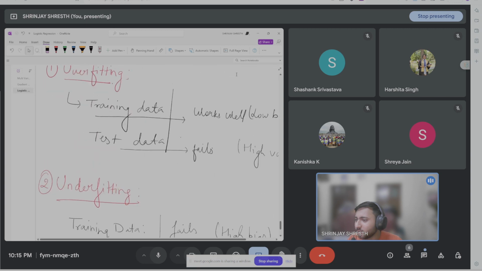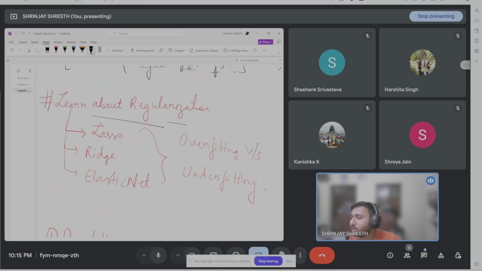So if I go here, this is what I want you to learn. Lasso is somewhere called L1 regularization. This is known as L2 regularization.